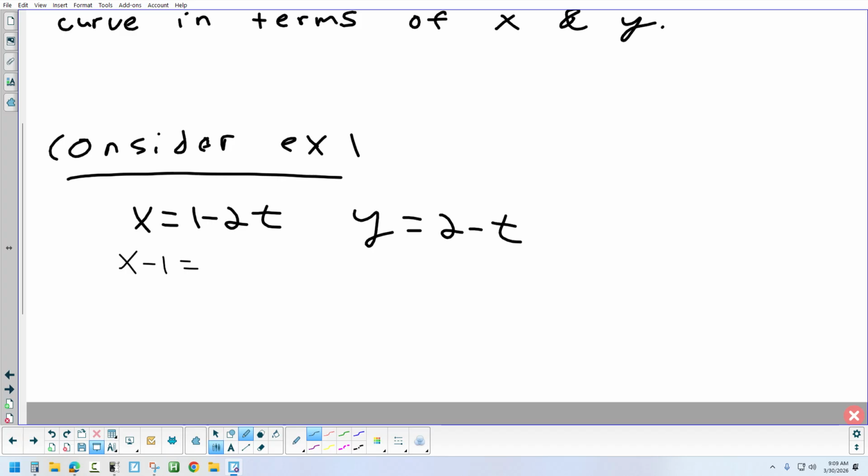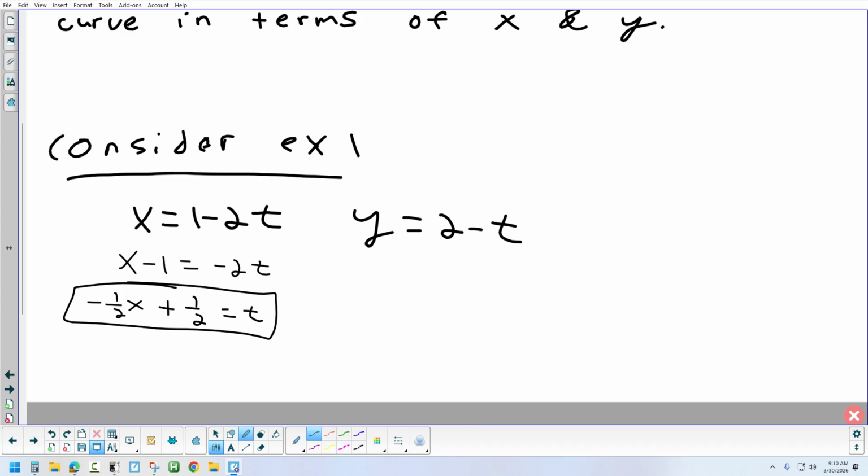So when I do that, I'm going to subtract the 1. And now I'm going to divide everything by -2. And I'm going to do that and write things as fractions. So I'm going to have -1/2 x plus 1/2 equals t. Yeah, you could leave the whole thing over -2, but the problem is in the next step, I'm going to want to combine like terms. It's easier to write it like that. Okay. Any questions how we solve that for t?